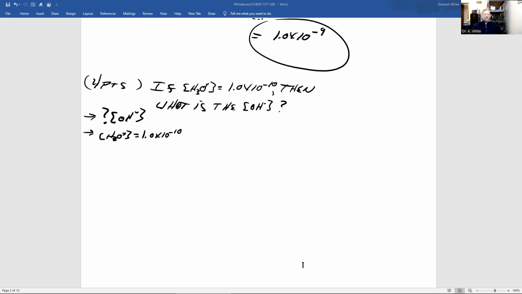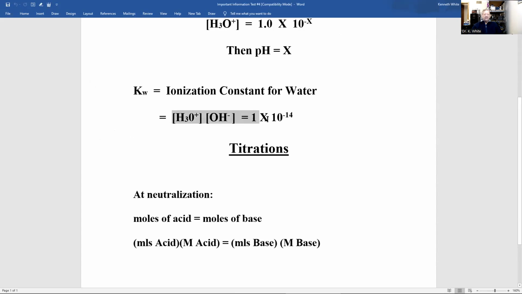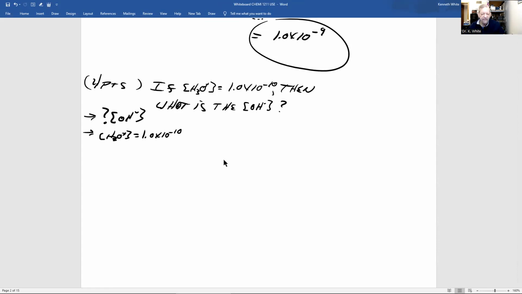If you look at important information, hydronium ion concentration times hydroxide ion concentration is 1.0 times 10 to the minus 14. So I now know this times this, hydronium times hydroxide concentration, is 1.0 times 10 to the minus 14. Well, what am I solving for? Hydroxide, because we figured that out right here.